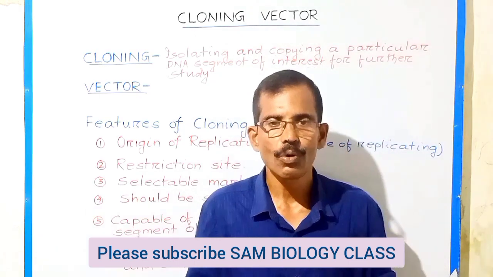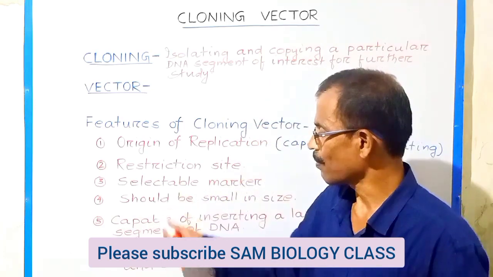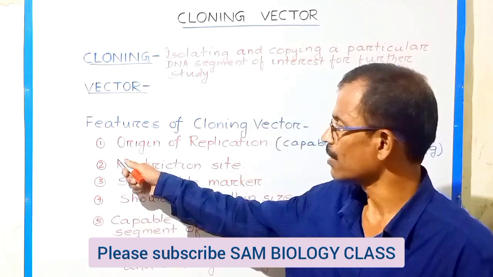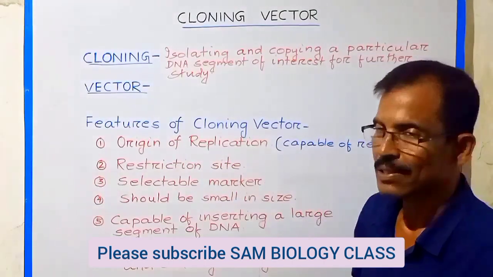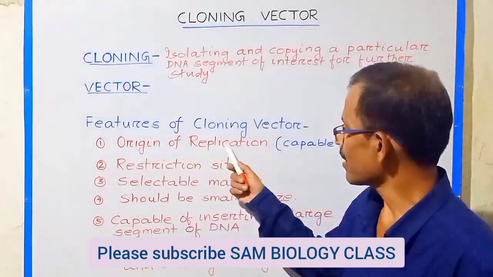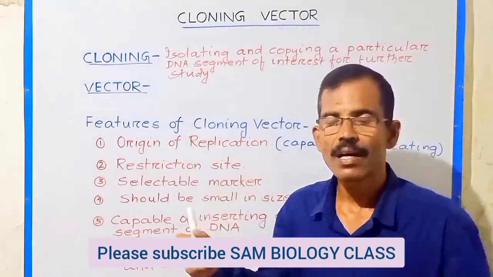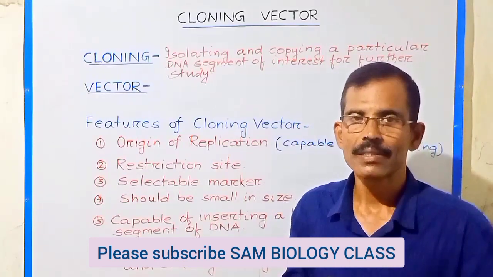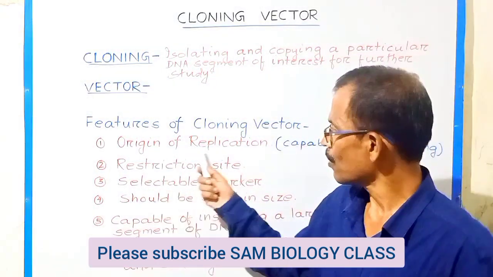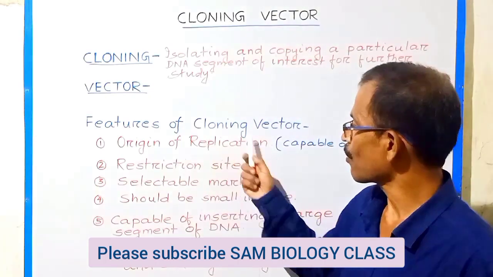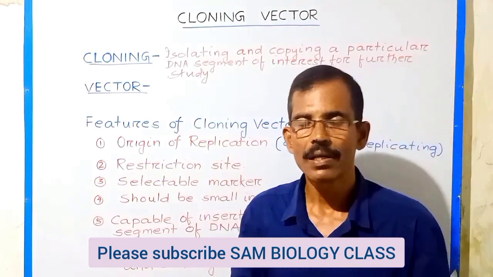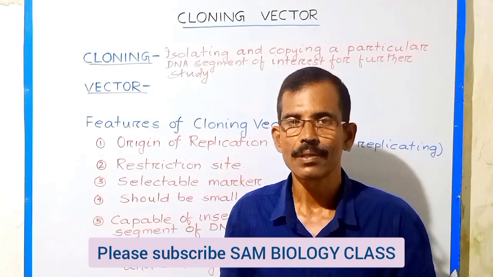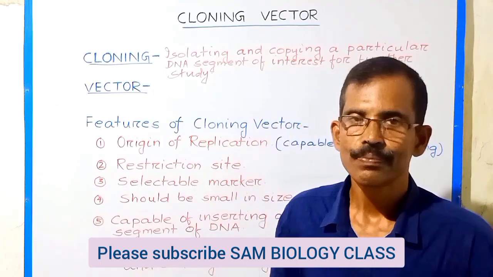A suitable cloning vector should possess the following features. The first one is origin of replication. This is the sequence which is essential for replication of a DNA segment. The presence of an origin of replication in a cloning vector enables its autonomous replication inside the host.